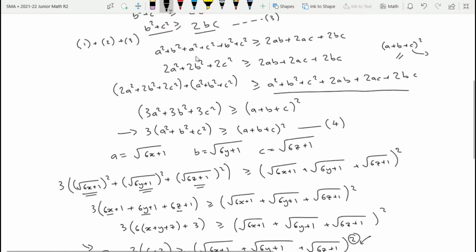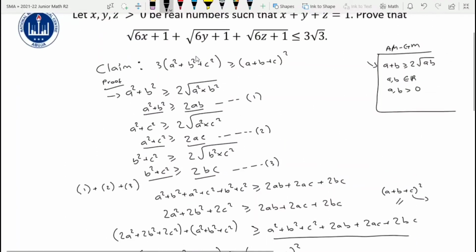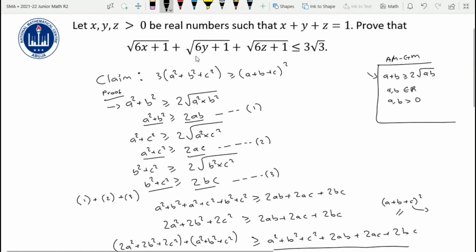So let me just recap on how we're able to solve this question. We started by proving a claim that 3 into a squared plus b squared plus c squared is greater than or equal to a plus b plus c squared. I mentioned earlier that you can prove this claim with the Cauchy-Schwarz inequality, but in this video, I decided to make use of the AM-GM in proving this inequality here. And I wrote the AM-GM here in case someone is new to it.